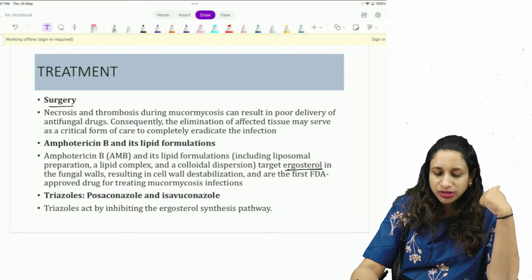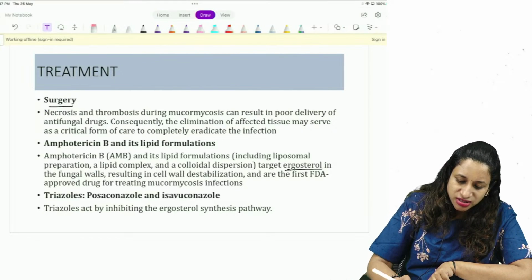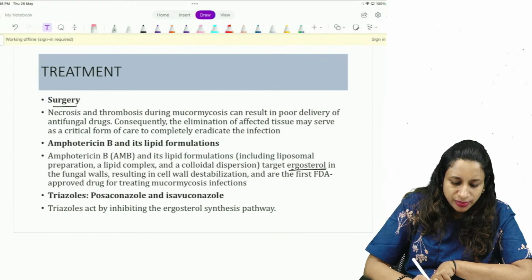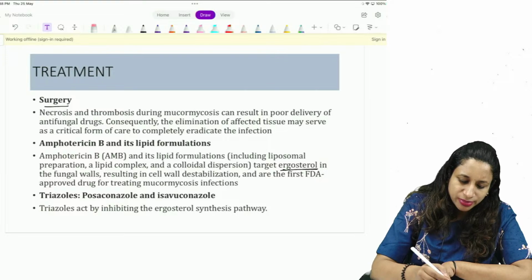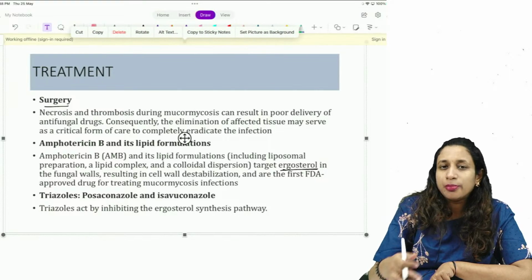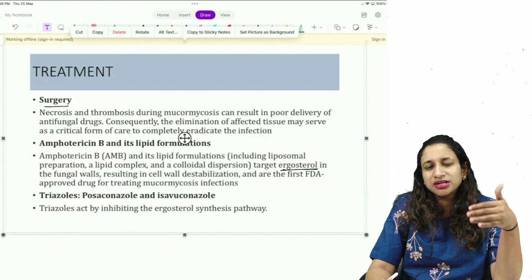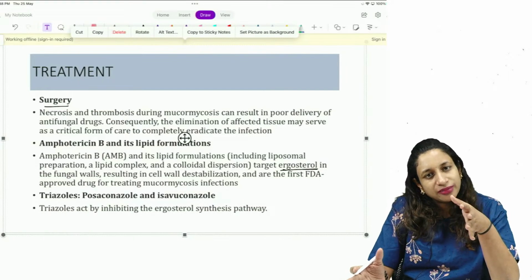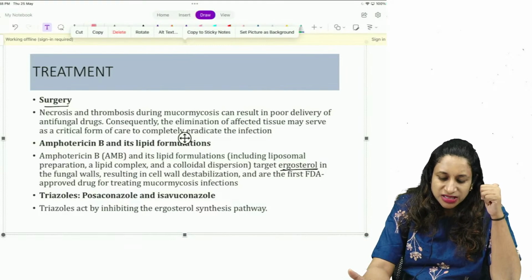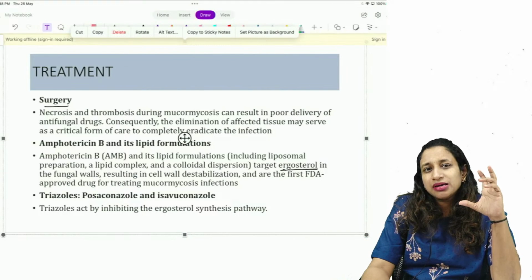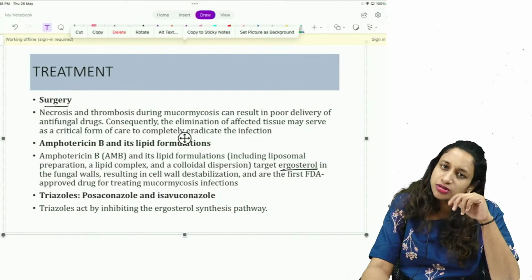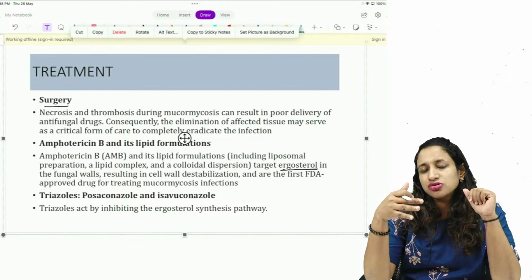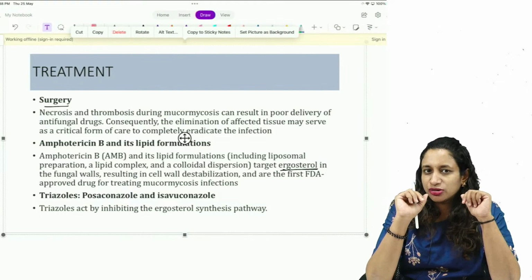Now, the other important drugs which are used are called triazoles. The most important one is posaconazole, very important to remember. This was a drug quite commonly used, many times in combination with amphotericin B. In certain conditions where there was dissemination, they required a combination therapy of both amphotericin B and posaconazole. They mainly acted by inhibiting the synthesis of ergosterol, which is an important component of the fungal cell wall. So, your triazoles most importantly acted on that particular region.